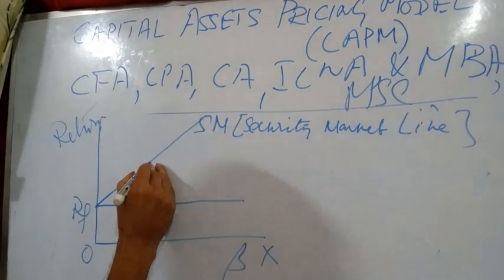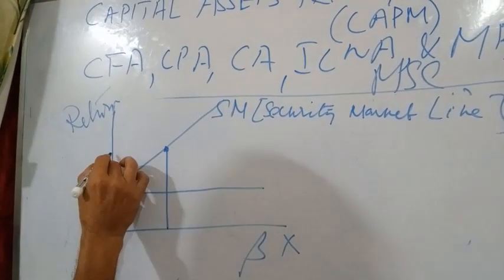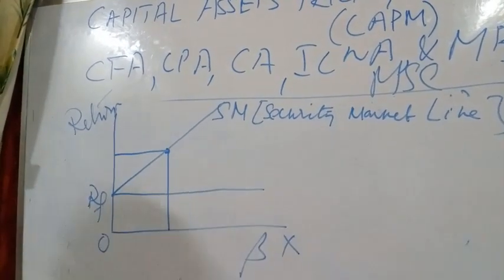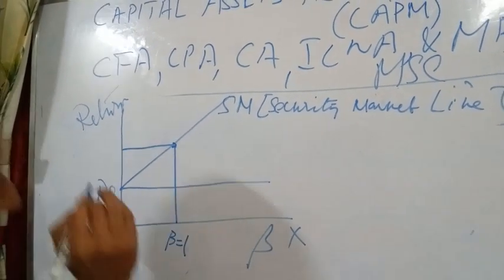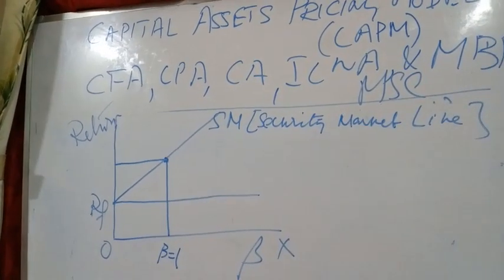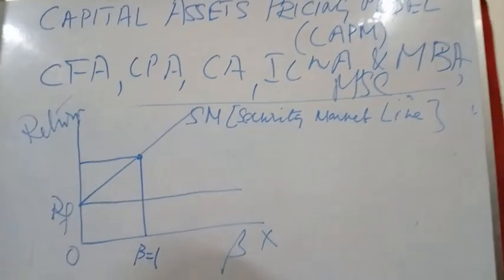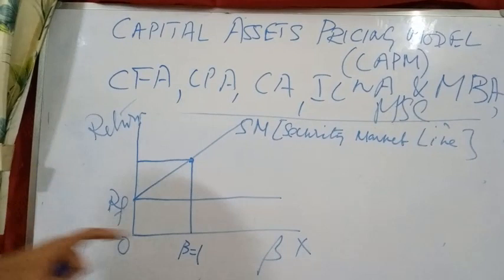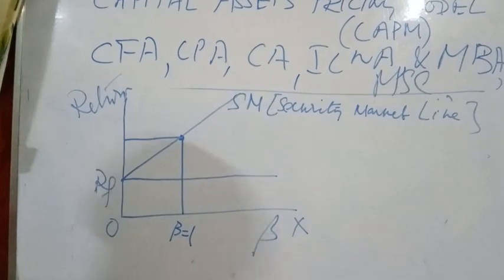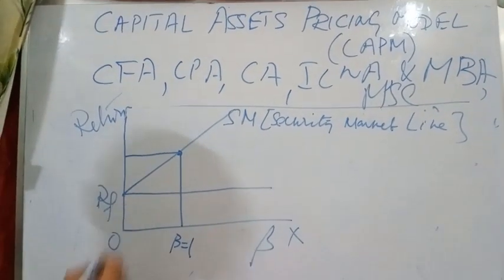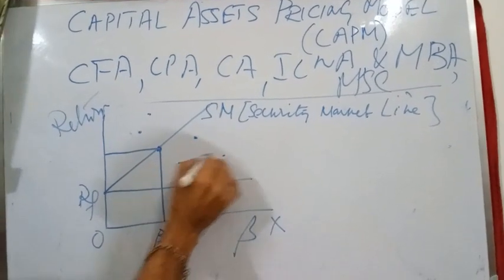Suppose a stock lies here. Suppose here beta is equal to 1. This means the stock is performing exactly as the market is performing. Now there can be many stocks lying here, etc.